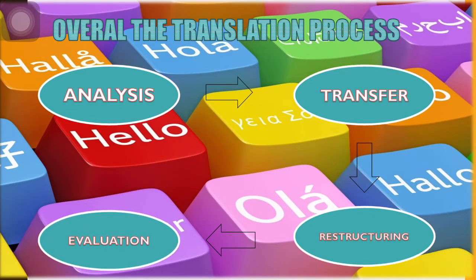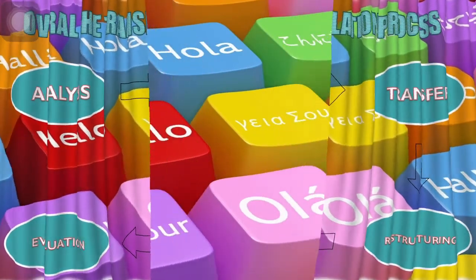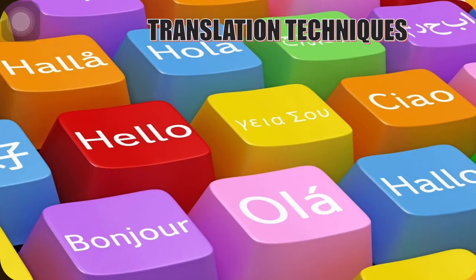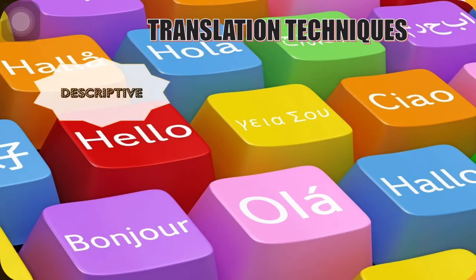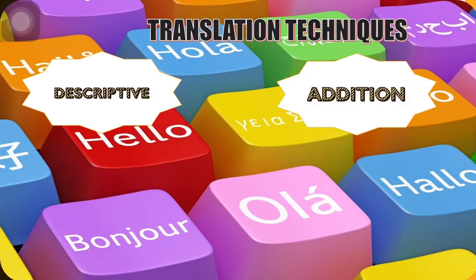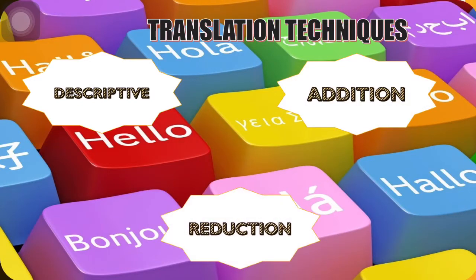And the last, evaluation. The last thing to do is check and revise. This step is to really ensure the results of the translation can be understood properly and the messages in the text can be conveyed. And then translation techniques. The first is descriptive, the second is addition, and the last is reduction.